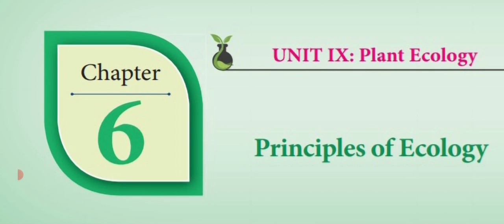Positive interaction means both the organisms benefit. It is divided into two types: one is mutualism, another is commensalism. Mutualism means the interaction takes place between two different organisms, but both organisms benefit. That is said to be mutualism or symbiotic association. Example: nitrogen fixing bacteria inhabiting the root of leguminous plants is the best example of mutualism.